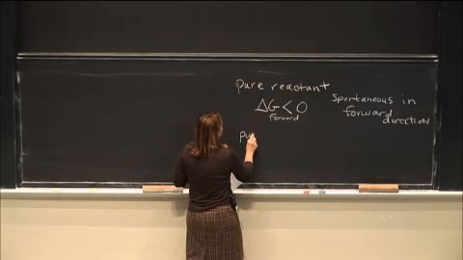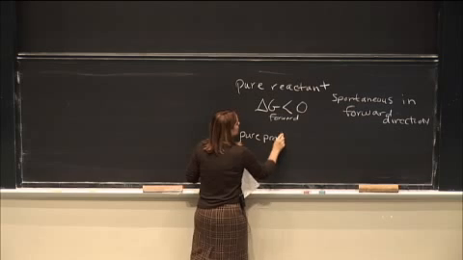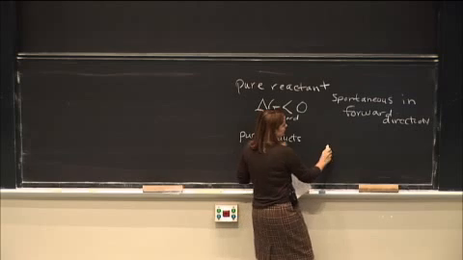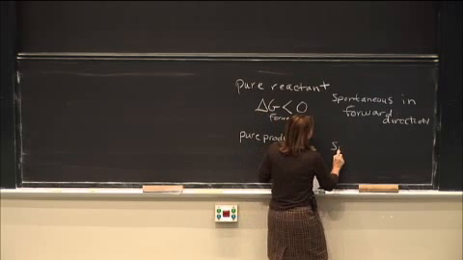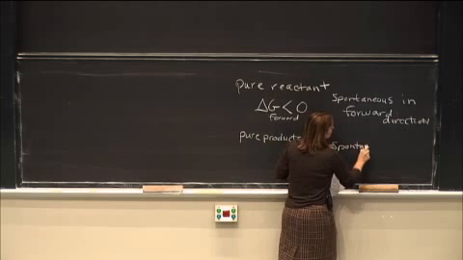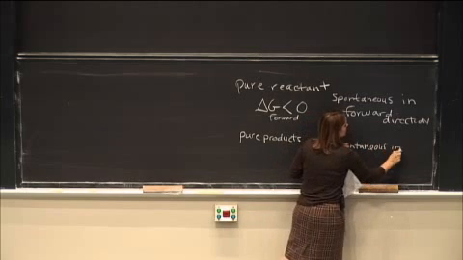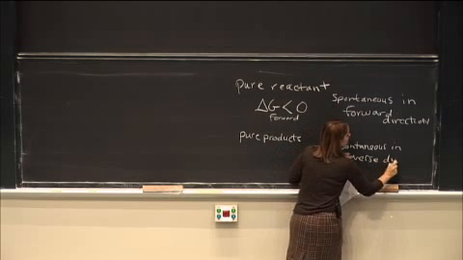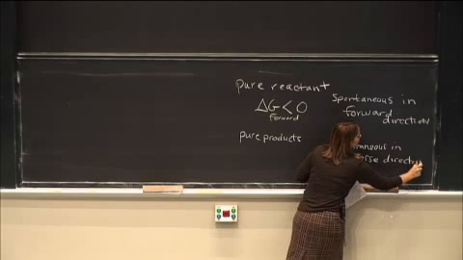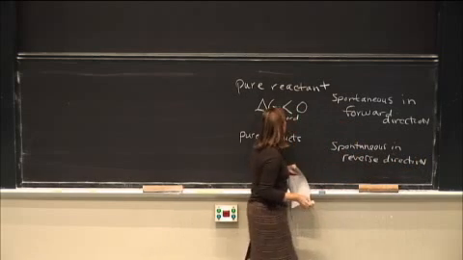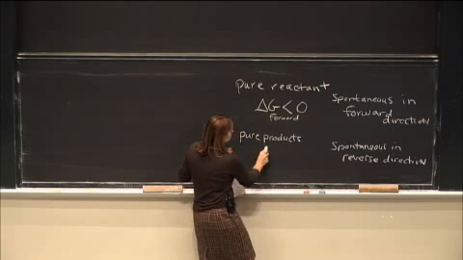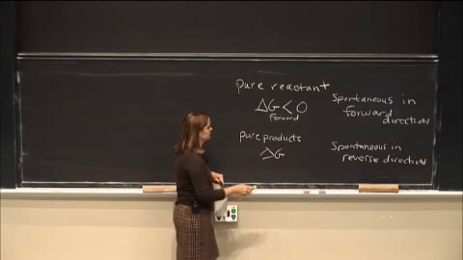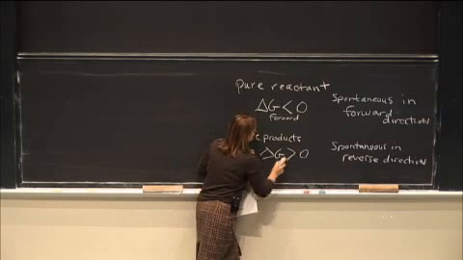So what about when you have pure products? Then the reaction should be spontaneous in the reverse direction. So you have spontaneous in the reverse direction. And what does that mean about the sign of delta G? Greater or less than 0? Greater. So it'll be positive.